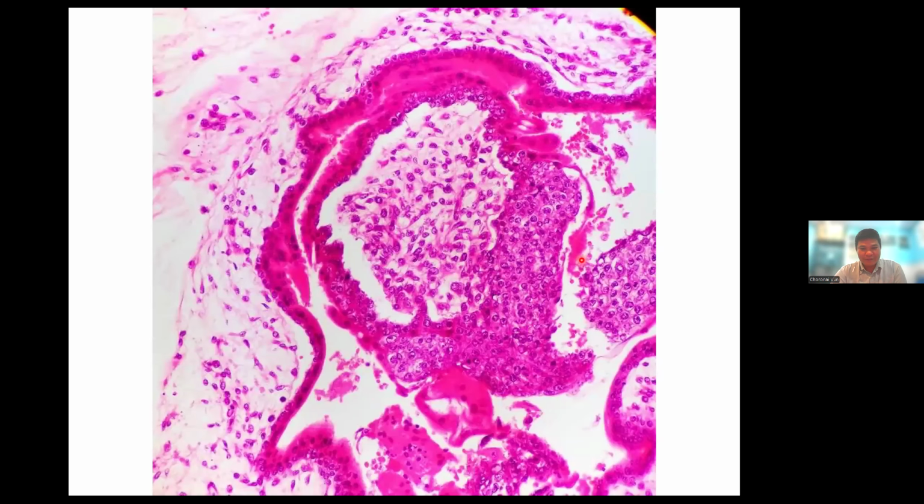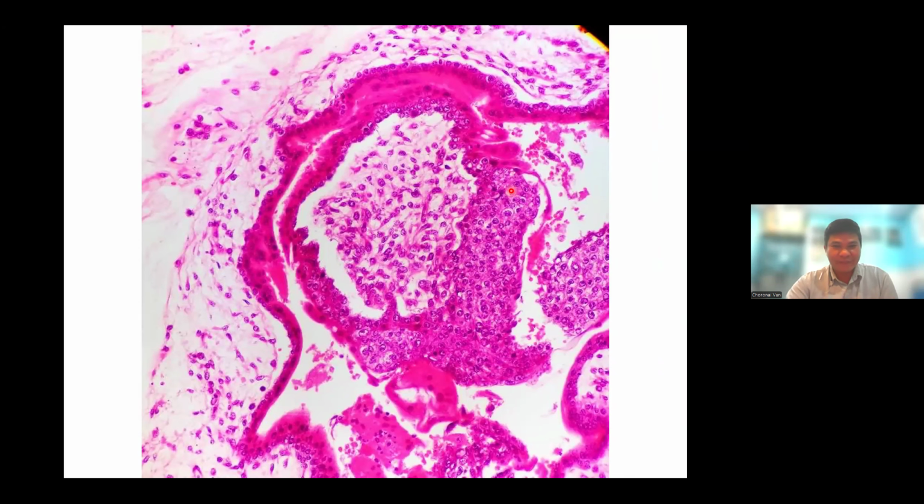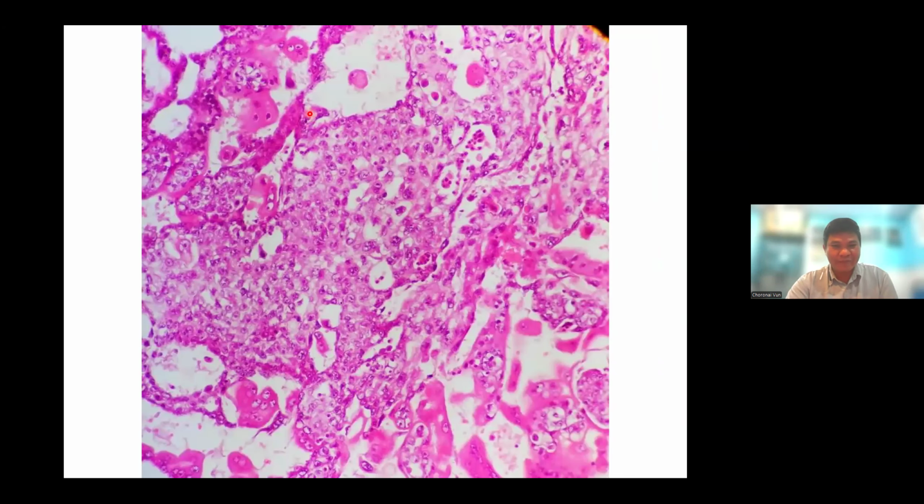This picture shows proliferative cytotrophoblast. A little bit, not so much, not atypical. This picture is the same, proliferative syncytiotrophoblast. The cytotrophoblast is a little bit proliferative or atypical.